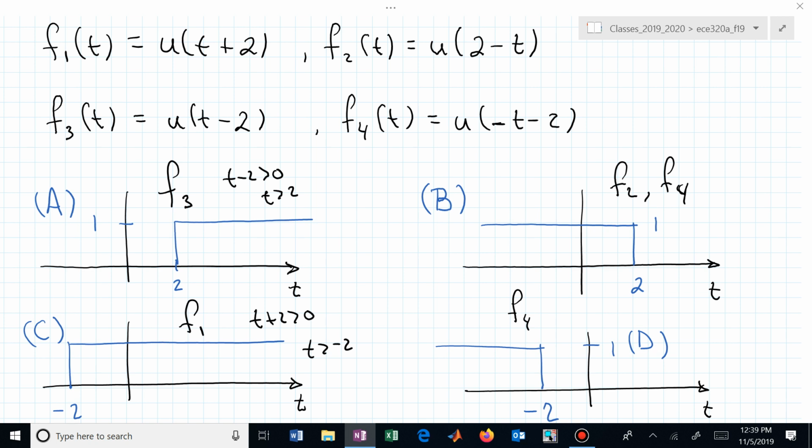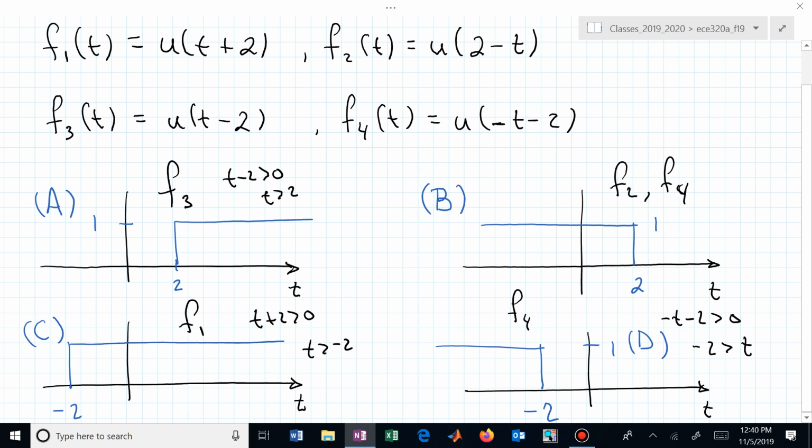Let's look now at F4 on D. F4 says we want minus t minus 2 to be bigger than 0. So now this one says we need t to be less than minus 2. And when t is less than minus 2, I just pick a few points. Minus 3, yes, it's on. Minus 4, it's on. So that's consistent with our answer.